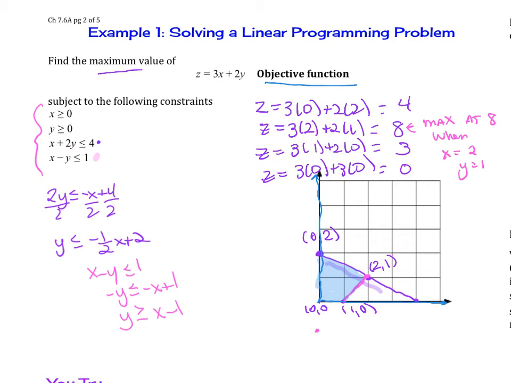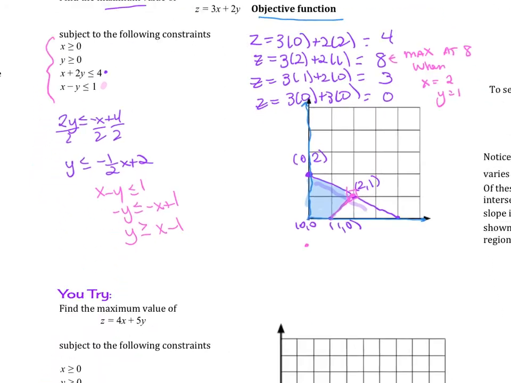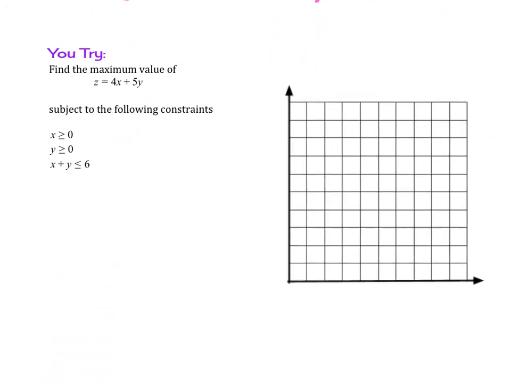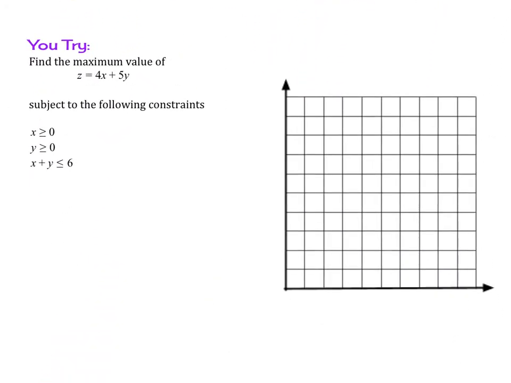Now, it's not something that you can just see and go, oh, automatically this is the maximum value. It's not true. You actually have to plug it in to find what is the maximum or minimum value. So try this example here. Find the maximum value of z equals 4x plus 5y subject to the following constraints. And so go ahead and graph this first and then plug it in.